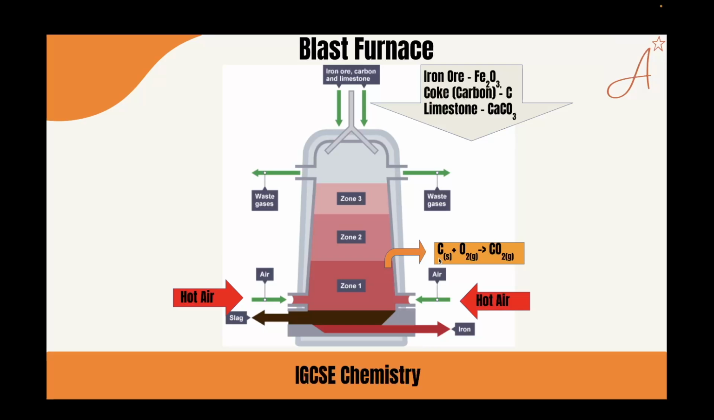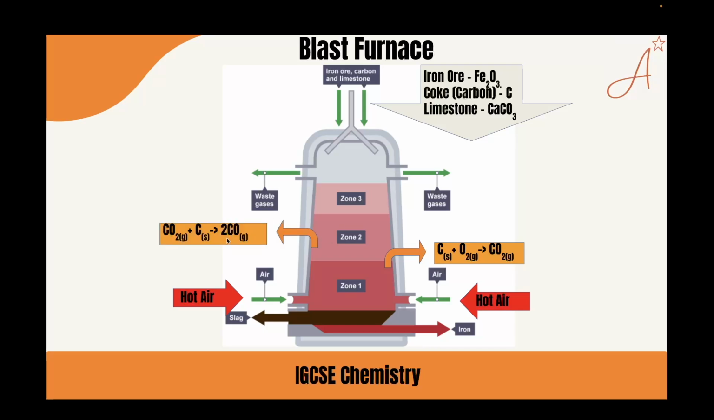In zone 1, the coke is oxidized by burning in the presence of air, forming carbon dioxide. This reaction is highly exothermic, meaning it releases a lot of heat, which raises the internal furnace temperature. The heat generated here drives the next stages of the extraction.